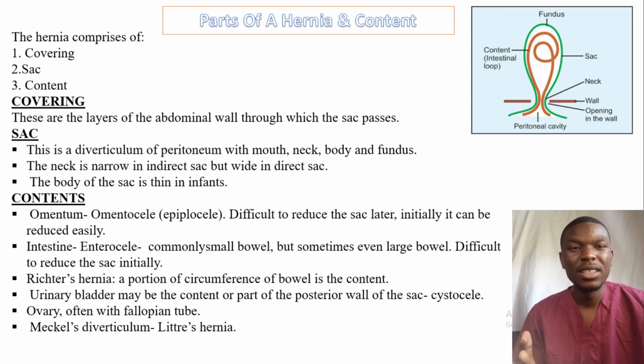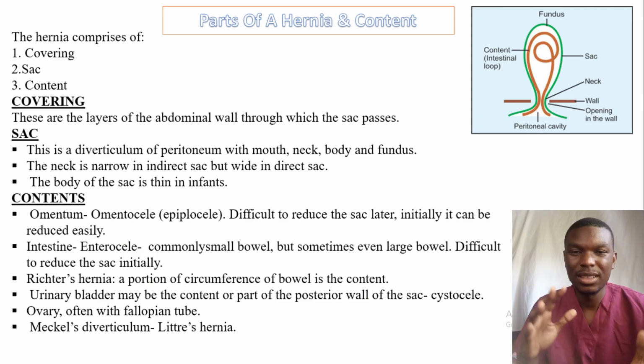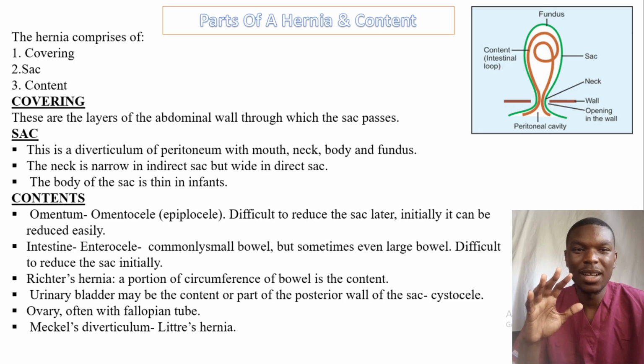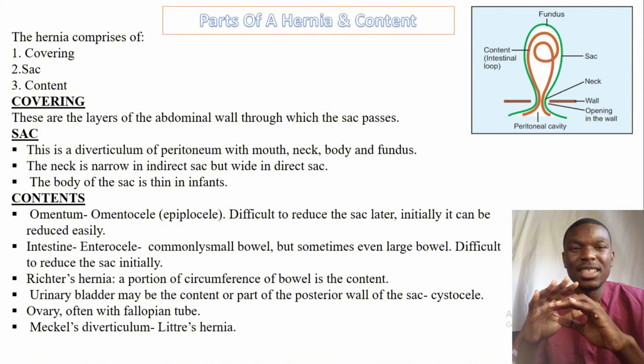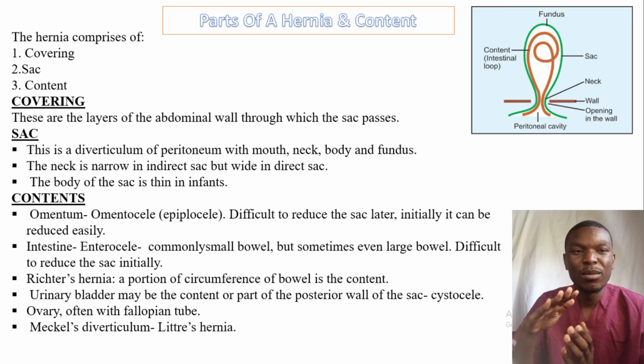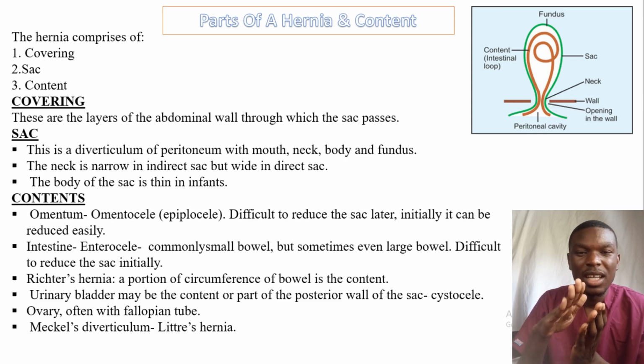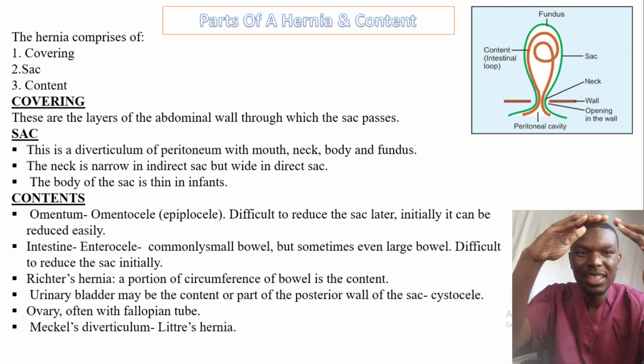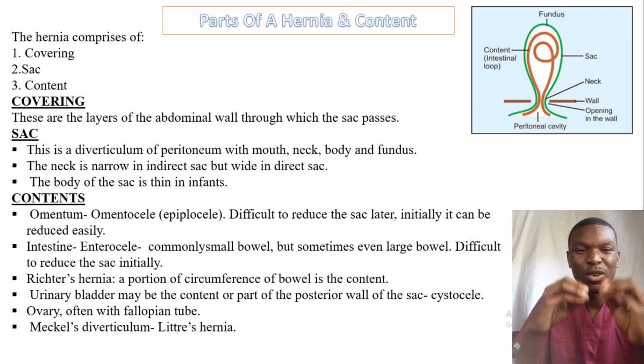So the covering is just the layer of the abdominal wall through which this sac passes. So it's just basically the abdominal wall. This is what the covering is. Then the sac is the diverticulum of the peritoneum. So it forms a mouth, then a neck, then a fundus. Then inside the fundus, here you find the contents.